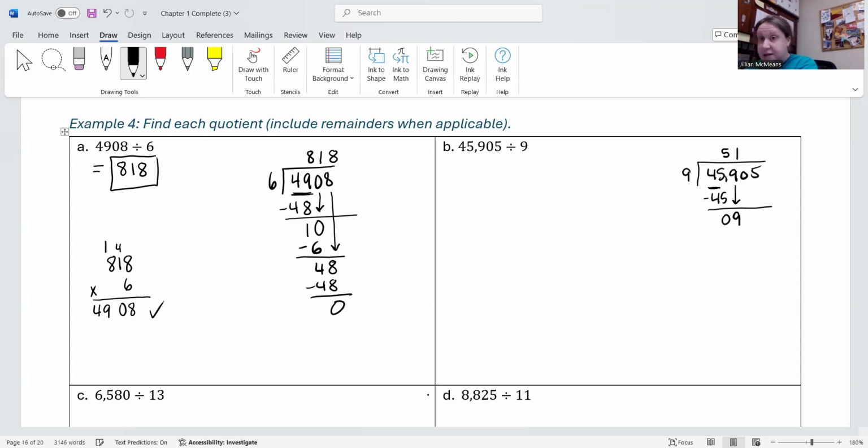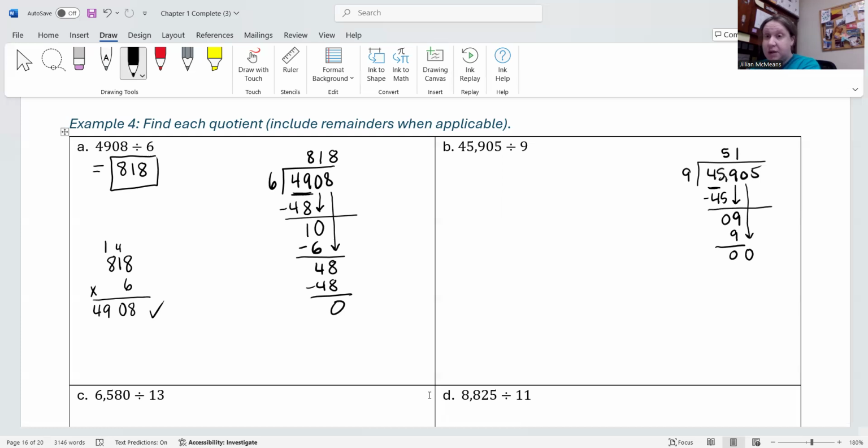So 1 times 9 is 9. I subtract. I get a 0. And be really careful here. I drop a number down. As soon as you drop a number down, you have to put something in the quotient. So if you drop a digit down, you have to do a full cycle of multiplication.